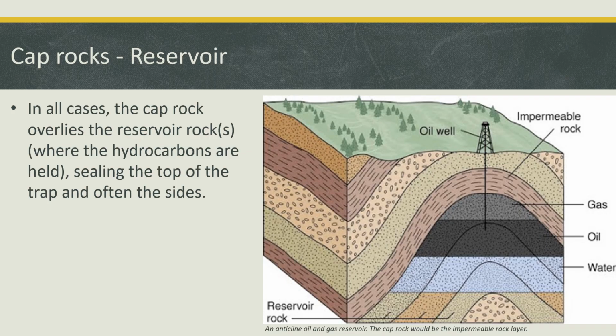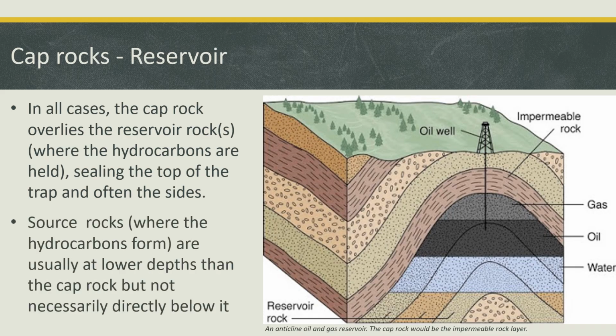Like I said, the cap rocks overlay reservoir rocks, where hydrocarbons are held and stored. In that reservoir, these specific sets of rocks, which are impermeable, shale or salt, form a seal. And usually below the cap rock we'll have a source rock at a lower depth, but not necessarily directly below it. In this figure, we can see the source rock might be present somewhere here, deeper down, and we have a cap rock here.